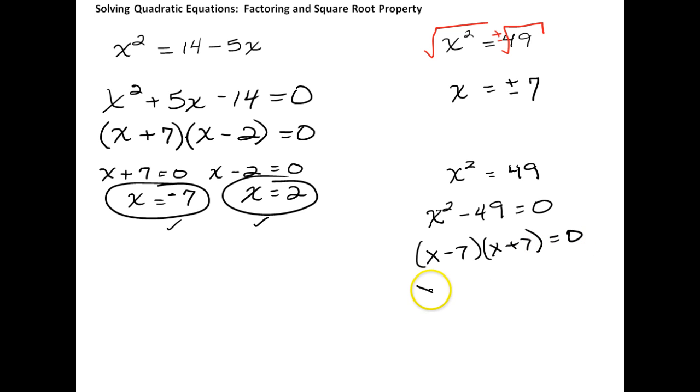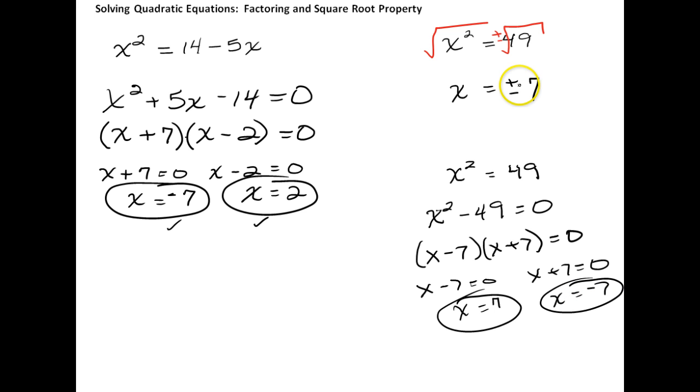And notice that we're going to have x minus 7 equals 0, x plus 7 equals 0. A lot of people get to where they skip this particular step, which is fine as long as you realize it's still there. So we get positive 7 here, and on the second one we get negative 7, and that's where the positive or the negative has to come in because there are two possibilities.